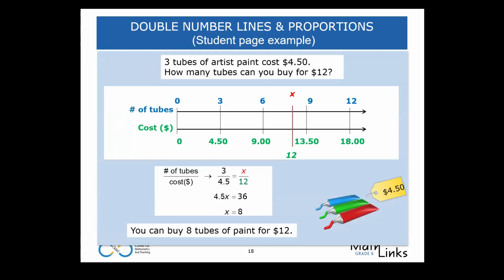Here we see a problem from a proportional reasoning lesson that helps students transition from the visual double number line to setting up a proportion equation in a very logical way. Notice how the numbers and unknown within the double number line directly suggest the equation.